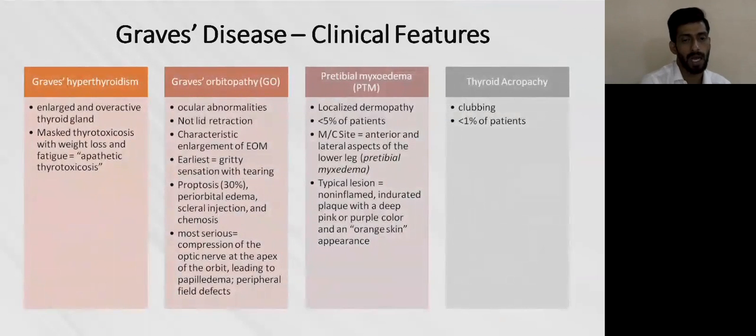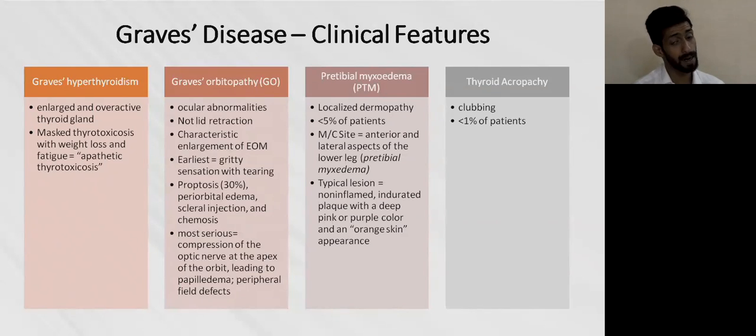Clinical features. Clinical features are 4 cardinal things. One is Graves hyperthyroidism. That means you get an enlarged overactive thyroid with signs and symptoms of thyrotoxicosis. Always remember that there is a category of these patients who can come with masked thyrotoxicosis with weight loss and fatigue, especially elderly, frail gentlemen. At that time, it is called apathetic thyrotoxicosis. They actually have Graves, but they will not look hyperthyroid; they'll only come and say fatigue and weight loss.